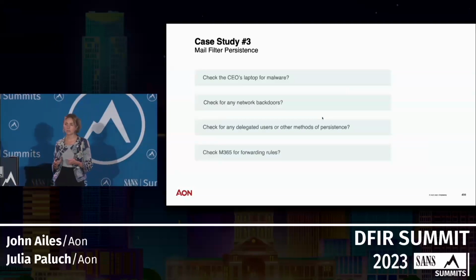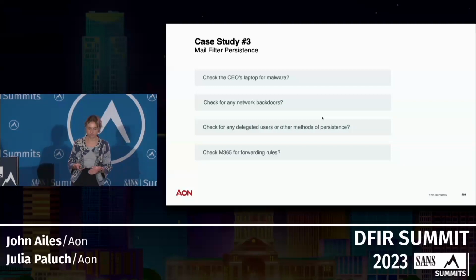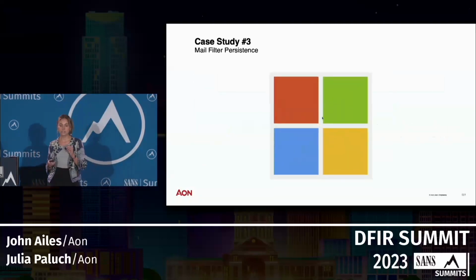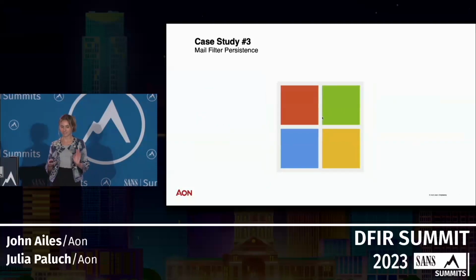The CEO's laptop didn't have any malware on it. At this point, there were no network backdoors. There were no delegated users or other methods of persistence in the network. And at this point, there were no forwarding rules enabled in Microsoft 365. However, we did find, giving it away.